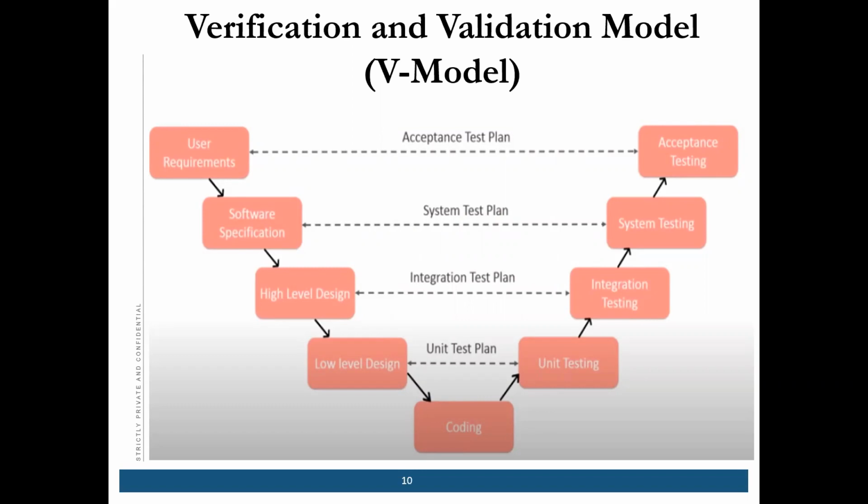Yeah, that is also it. For user requirements, we do the acceptance testing. Then when the software specification is present, we are able to find it, and at the same time we can do the system testing also. Same with the other phases also, right? Correct. Correct.